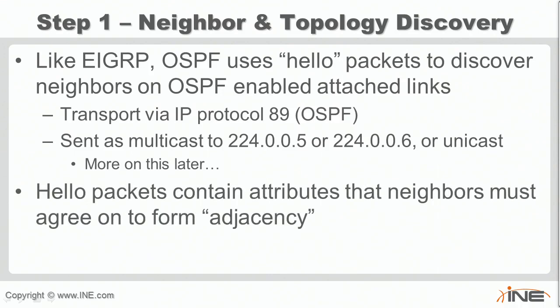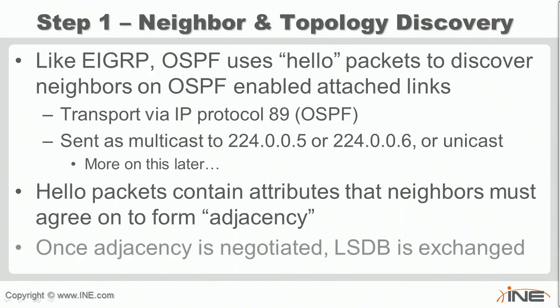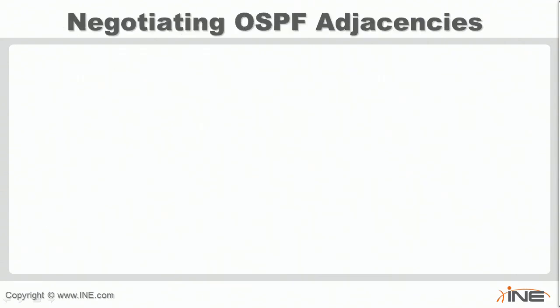Once the routers figure out that each other are there, they're both OSPF routers, they need to agree on a bunch of different parameters in order to form the neighbor adjacency. Only once the adjacency is negotiated, then we can exchange the link states and build the database. So next we need to know what are these different attributes that we need to negotiate in order for the adjacency to work.